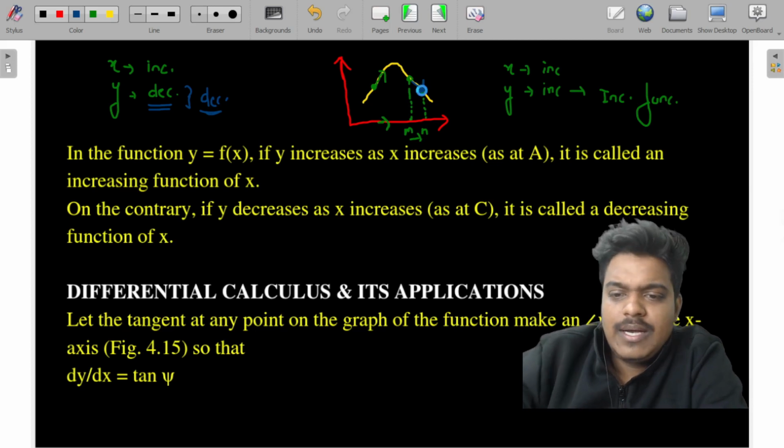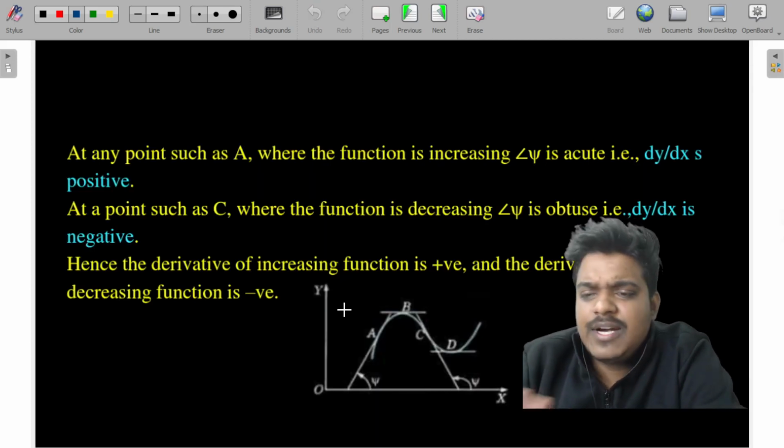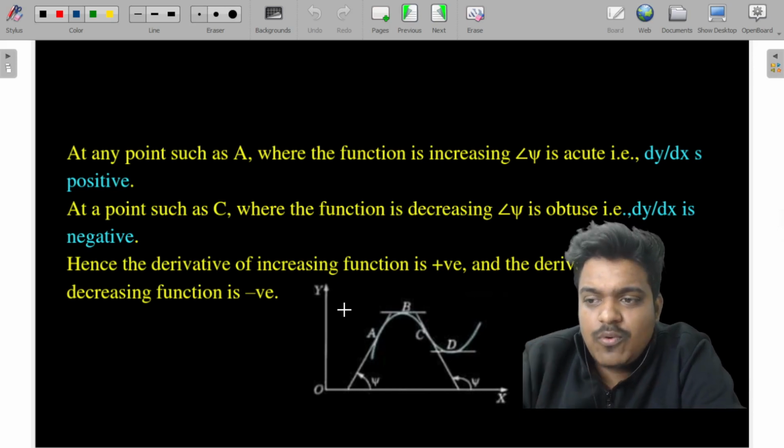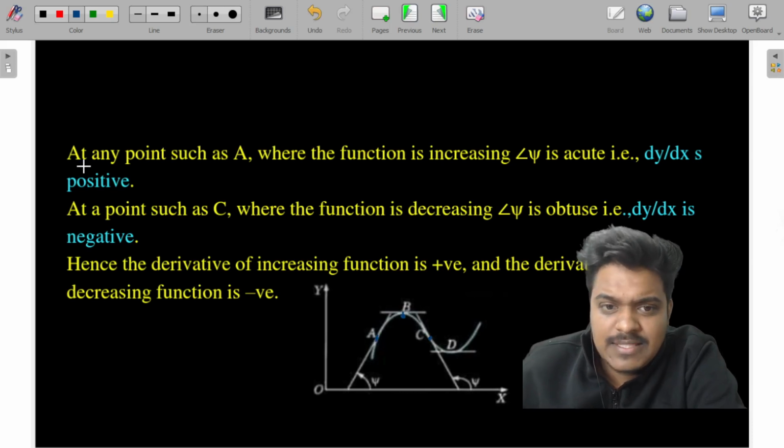So now let us dig deep. Suppose this is your graph. Don't see whatever is written on the screen, just focus here. I have taken 3 points A, B and C.